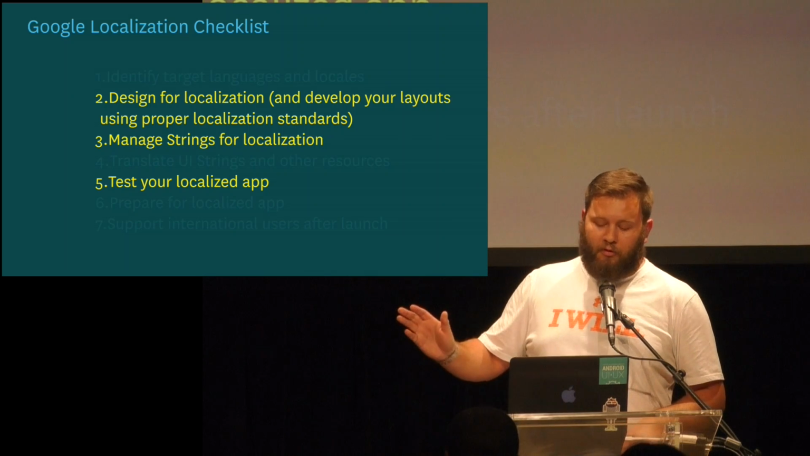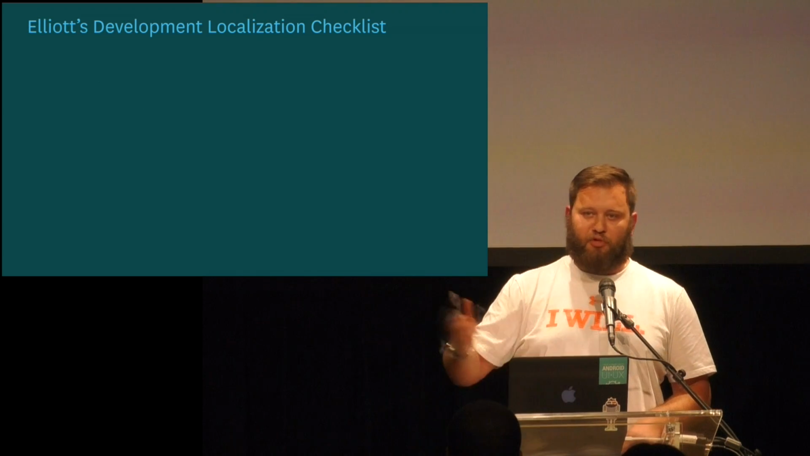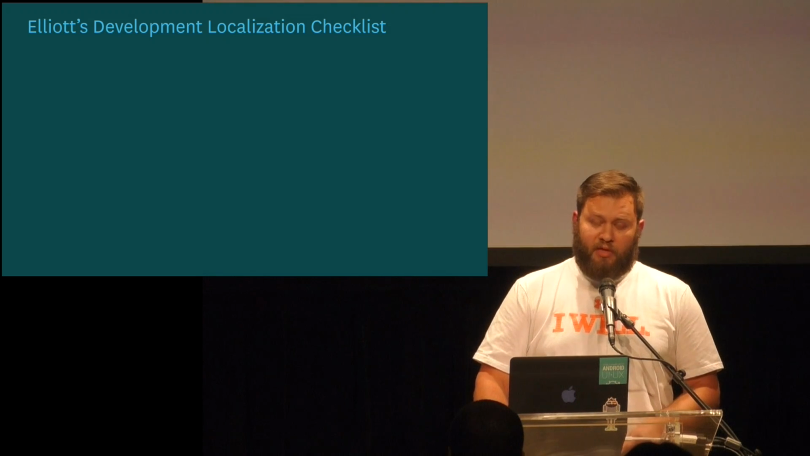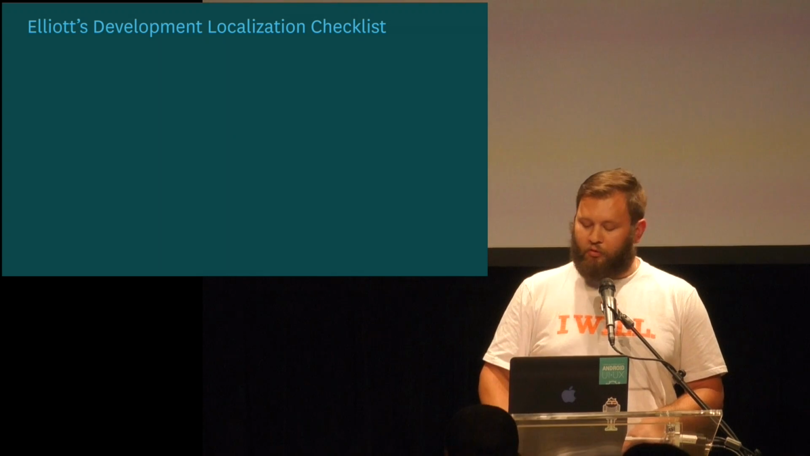So instead of Google's localization, I've decided to create Elliott's development localization checklist. Super amazing name, I know. I'm very creative. Some of these will overlap with what's on Google's, but I'm going to try to talk a little bit more in detail about what exactly you should do in those.